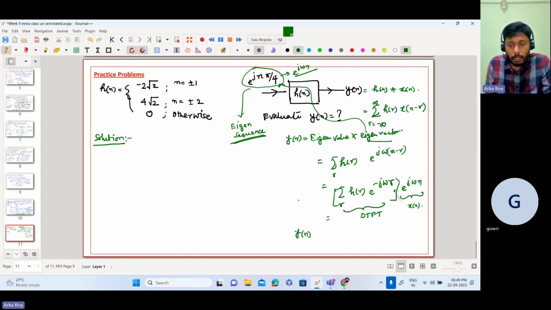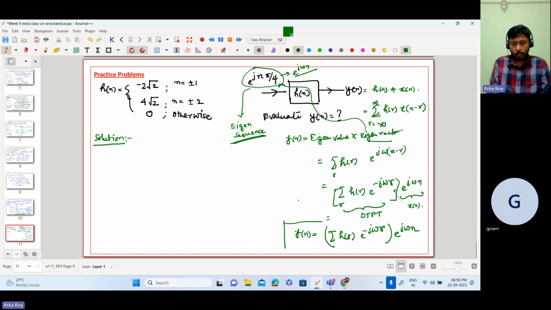So y of n is equal to the summation of h of r e to the power minus j omega r, multiplied with e to the power j omega n. Obviously, since they have already provided omega equal to pi by 4, we need to substitute the value as pi by 4. That I will do later. Let me first find out the DTFT of this particular sequence.